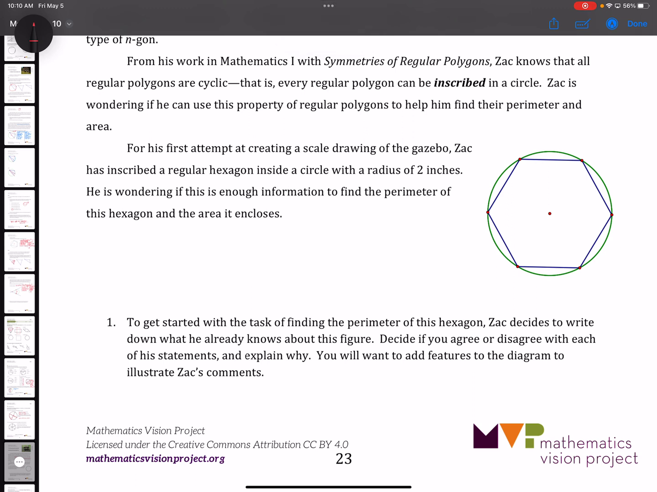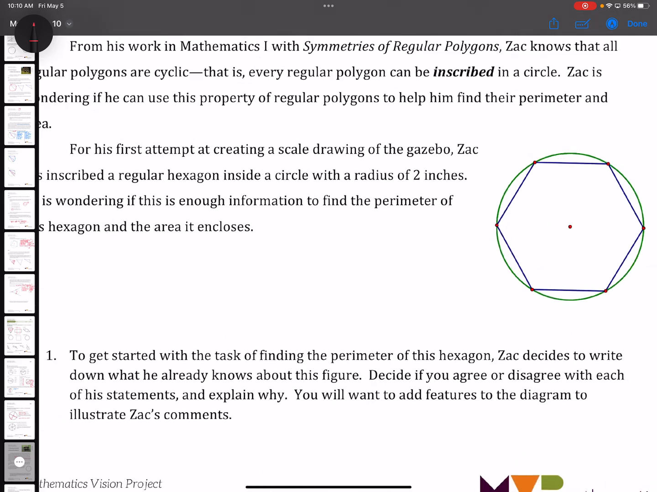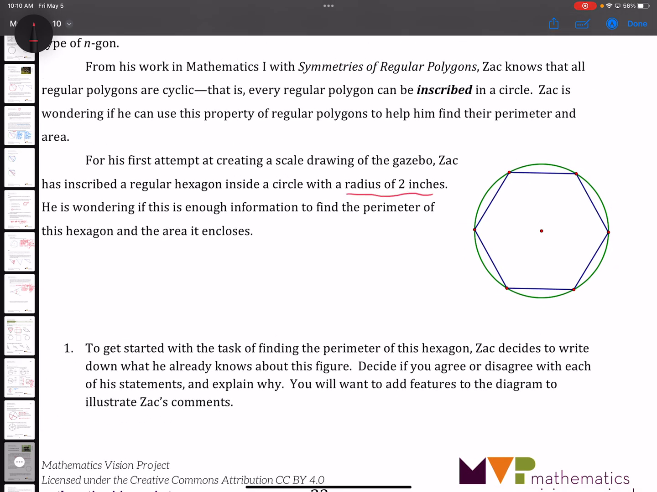Zach is wondering if he can use this property of regular polygons to help him find their perimeter and area. For his first attempt at creating a scale drawing of the gazebo, Zach has inscribed a regular hexagon inside a circle with a radius of 2 inches. He is wondering if this is enough information to find the perimeter of this hexagon and the area it encloses.